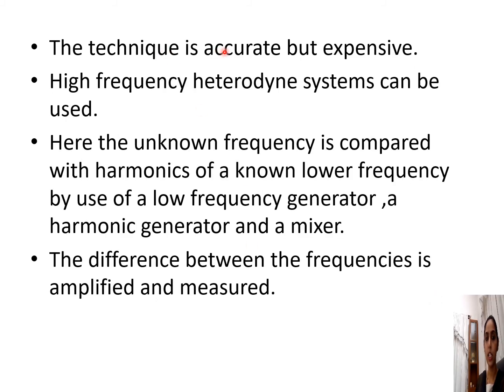So this technique is accurate but expensive. High frequency heterodyne systems can be used. The unknown frequency is compared with the harmonics of a known lower frequency by use of a low frequency generator, a harmonic generator and a mixer. So the mixer can give the difference, and the difference between the frequencies can be amplified and measured.